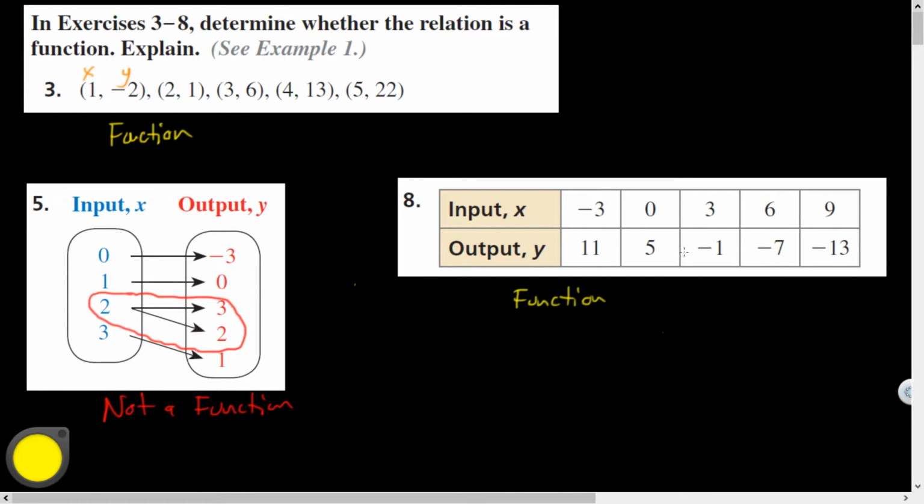Question, friends: what if this was also 11? Would that still be a function? Yes, because outputs are allowed to repeat. Inputs are not allowed to repeat, right? I can have the same output come out multiple times as long as each input only points to one thing. I don't care if there are multiple outputs.